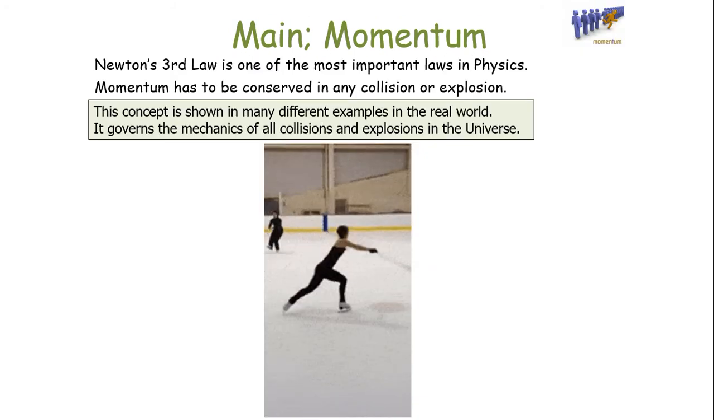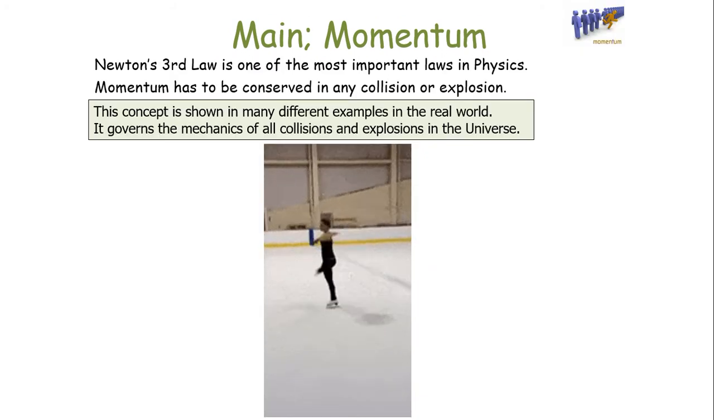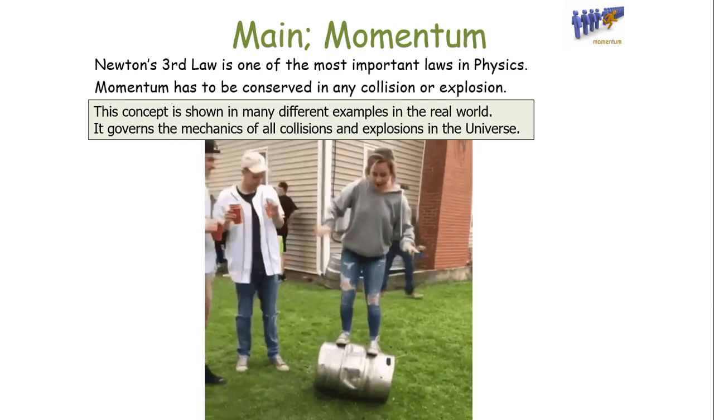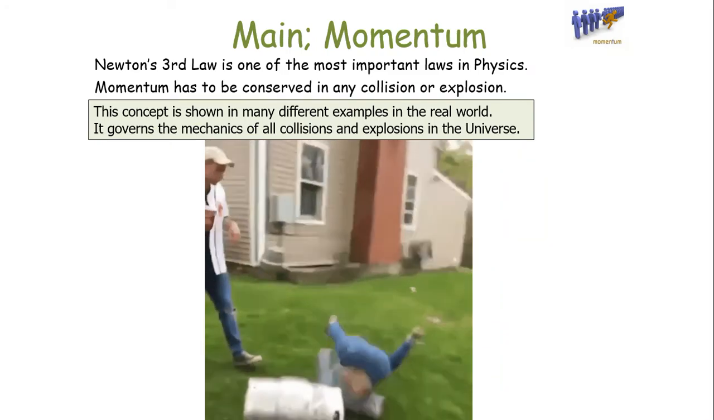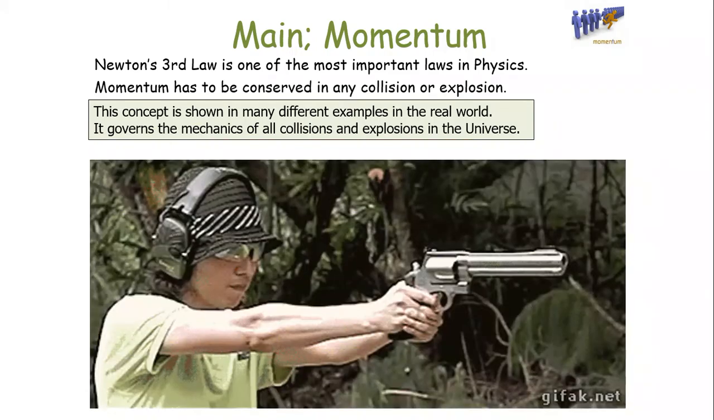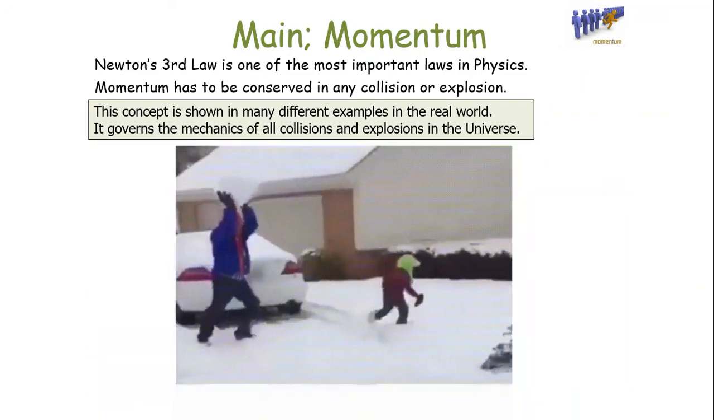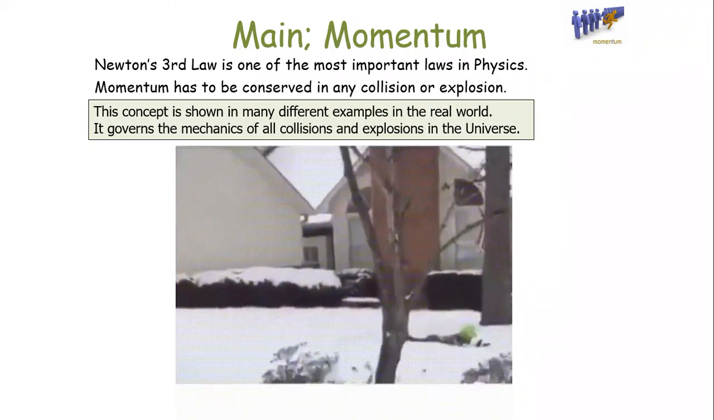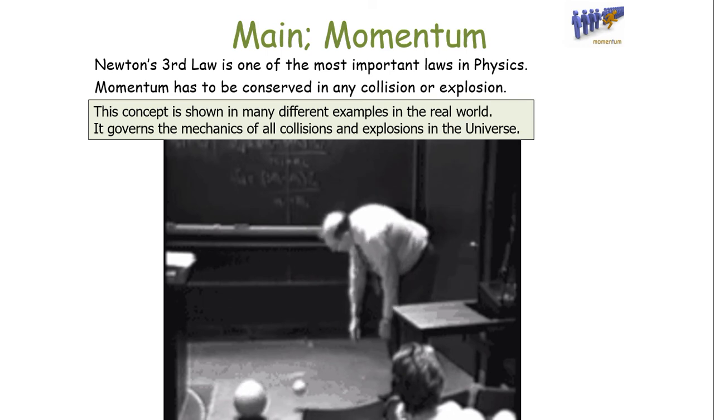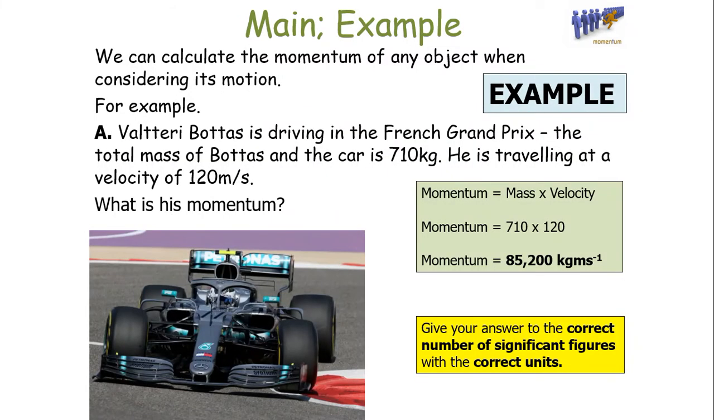Now, let's have a look at this idea in the real world, because it governs the mechanics of all collisions and explosions in the universe. So, for example, looking at these various situations, they're all governed by the conservation of momentum. In all these situations, momentum was the same before the collision or explosion as it was after. But let's look at a couple of examples of how you calculate the momentum of any object when it's in motion.